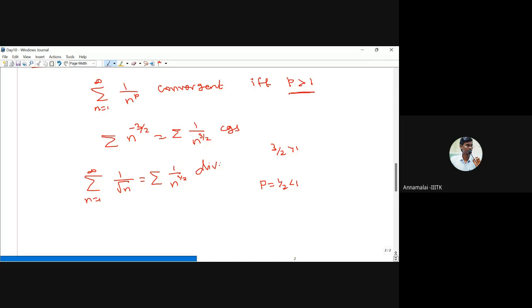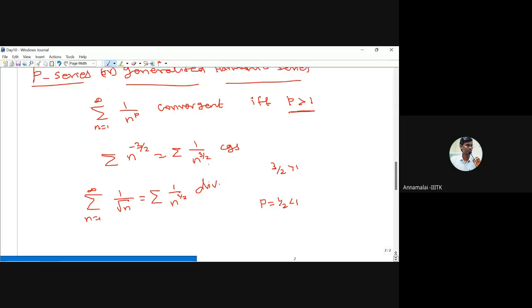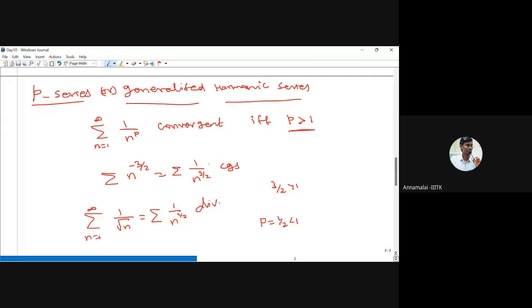So the geometric series and the p series are very important series. Using these, we can easily say whether some other series converge or diverge.